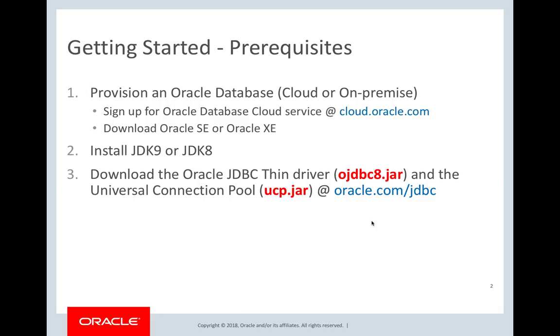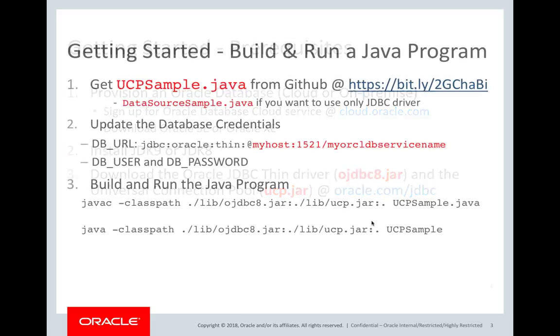Second step is to make sure that you have JDK 9 or JDK 8 running on your machine. Third step is to download the Oracle JDBC thin driver OJDBC8.jar and the Universal Connection Pool UCP.jar from OTN. After the prerequisites, get the sample code UCPSample.java from GitHub. If you want to use only the JDBC driver, you can use DataSourceSample.java.